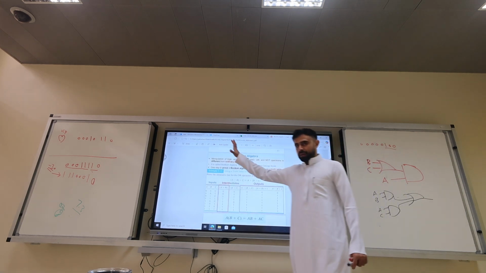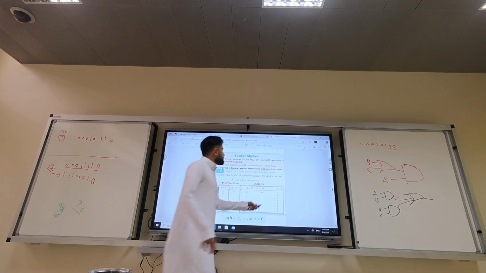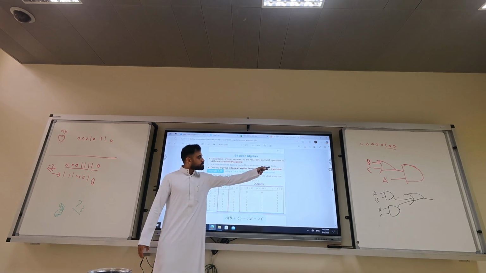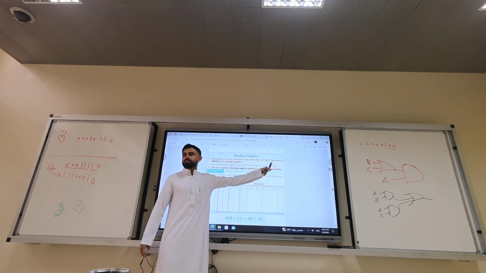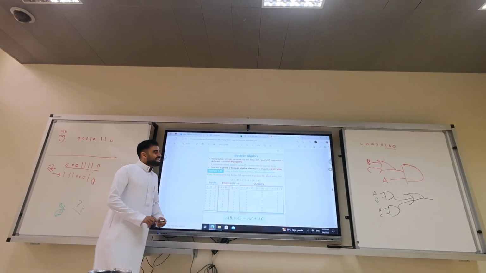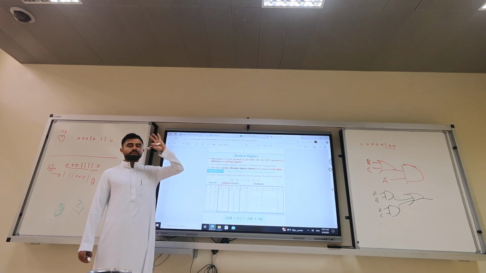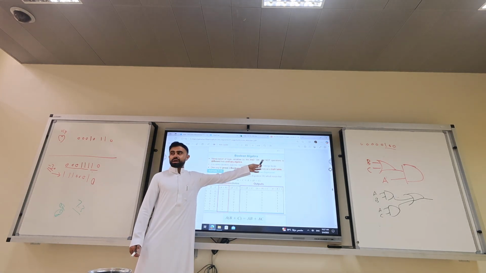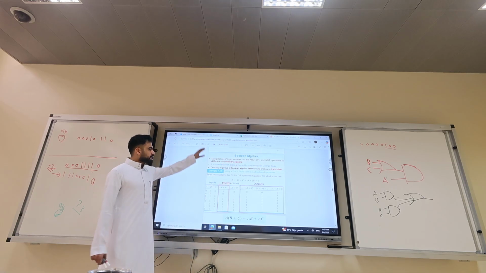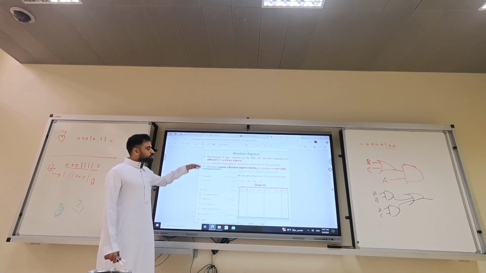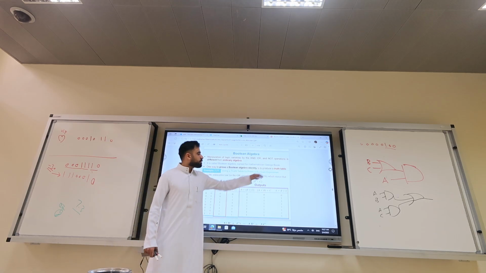So Boolean algebra, it's named after the scientist George Boole. It is not like the ordinary algebra, but you are only allowed to have three operations: AND, OR, NOT. Everything else is neglected, and the best way to deal with it is using the truth table.